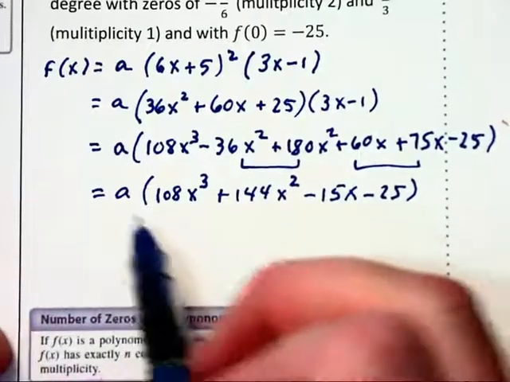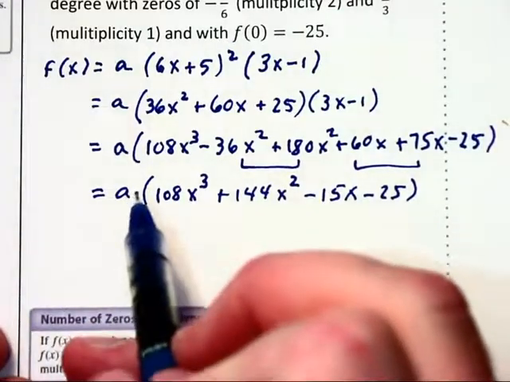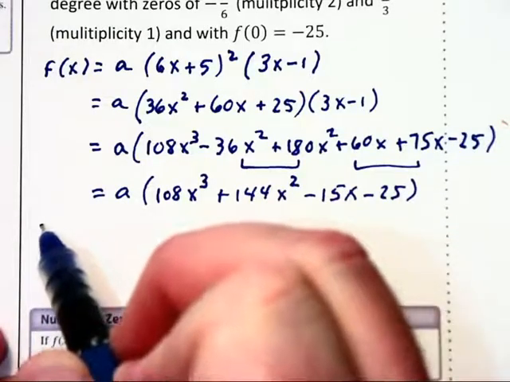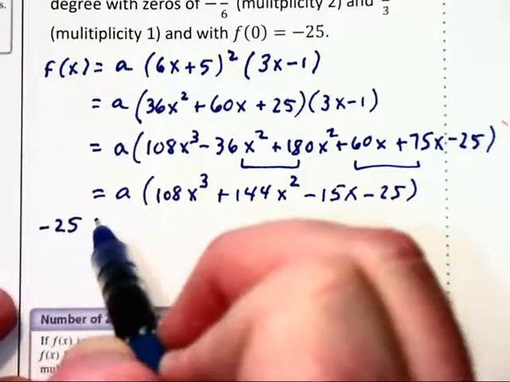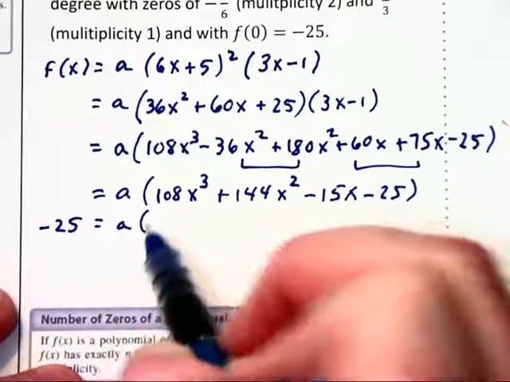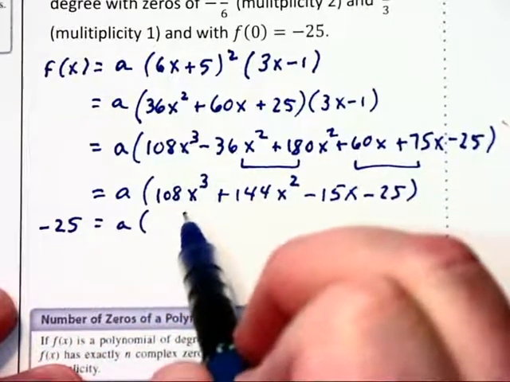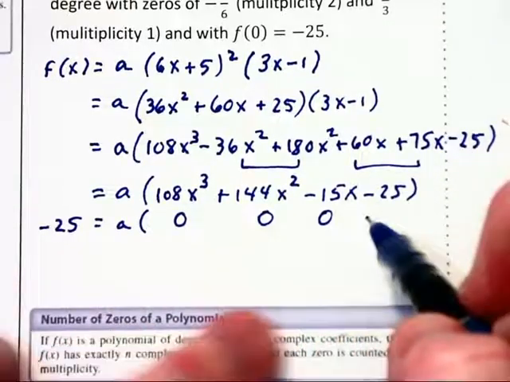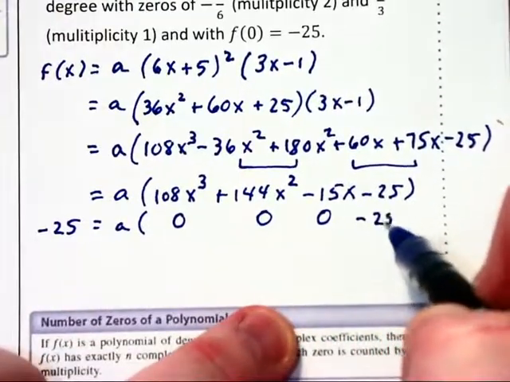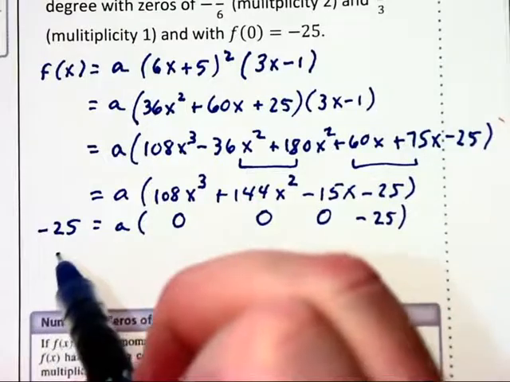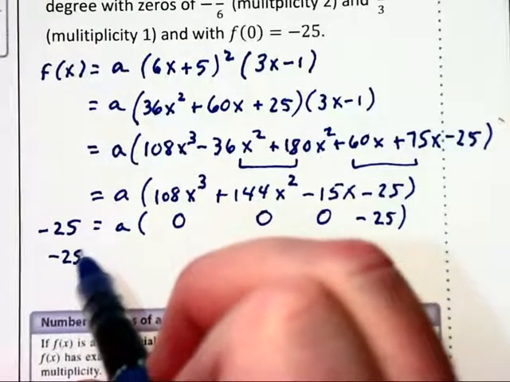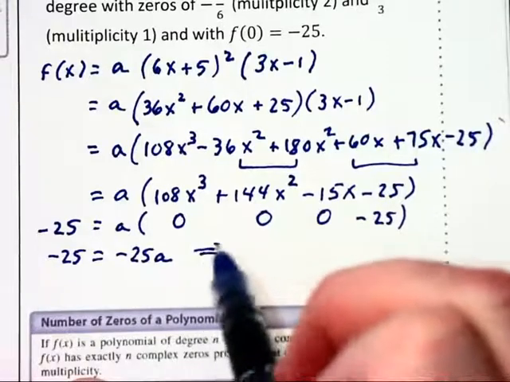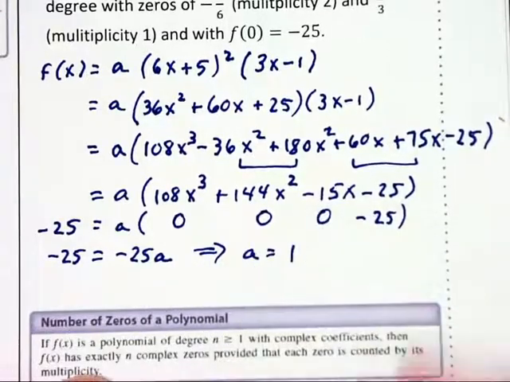So f of 0, when you substitute in 0, that means we should have negative 25 as our answer. So negative 25 equals a times, when you substitute in 0, that becomes 0, that becomes 0, that becomes 0, and we have minus 25 on the end. So that really tells us negative 25 equals negative 25a, therefore a is equal to 1.